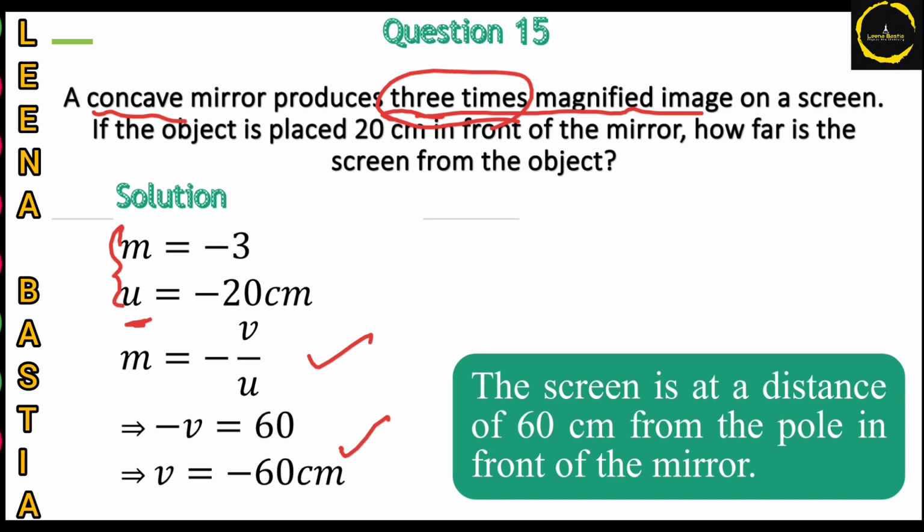How far is the screen from the object? The screen is at a distance of 60 centimeter from the pole in front of the mirror. This should be your answer. I hope it is quite easy. Now you got it how to proceed.